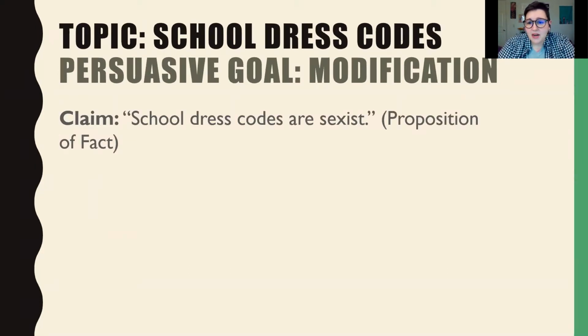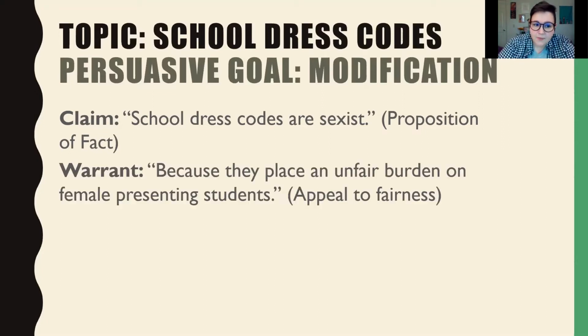So, the claim that I might make is school dress codes are sexist. So I am arguing here a truth. It does not need to be something that is accepted as fact. I am going to argue that it is a fact, making a proposition of fact. Beyond my claim, I make my warrant. This is where I try to link together my claim and my eventual data to come and appeal to a common language of shared values. In this case, I've chosen fairness. So because they place an unfair burden on female presenting students.